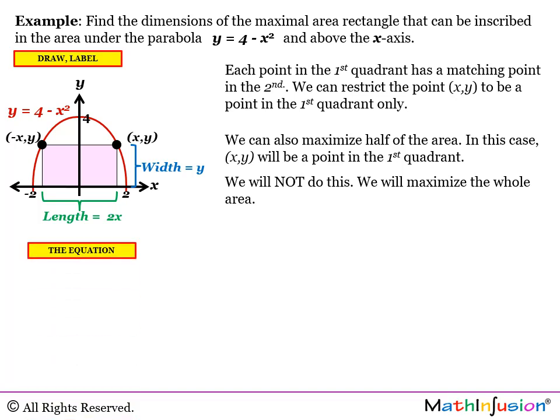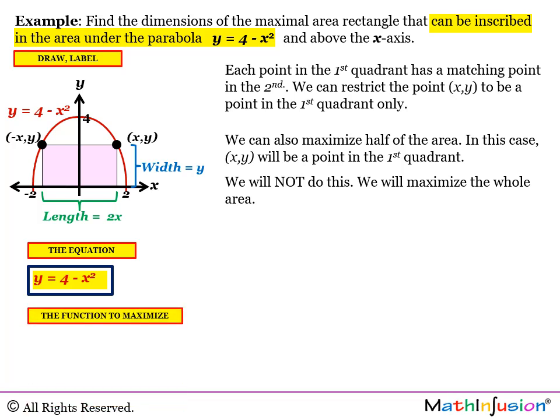Let's find the equation. This is not just any point (x, y). The point is on the parabola, which means that for a given x, there is only one y, and this is 4 minus x to the power of 2. So y equals 4 minus x to the power of 2. This is the constraint of the problem. What is the function? This is easy. This is just the area. Look at the picture. The area is 2 times x times y.